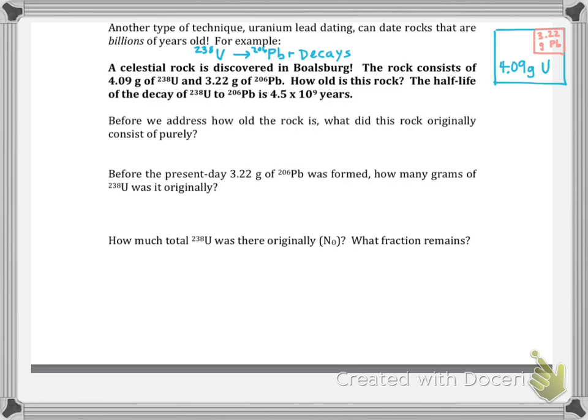Okay, so I guess originally this rock was all uranium. And our goal is to figure out how much uranium there was to start with. Because eventually, when we go to plug into our first order kinetics equation, we'll want to do NT over N naught, right? And so this value of NT we already know. It's what we're left over with, which is going to be the 4.09 grams. It's the denominator that we have to do some work to figure out.